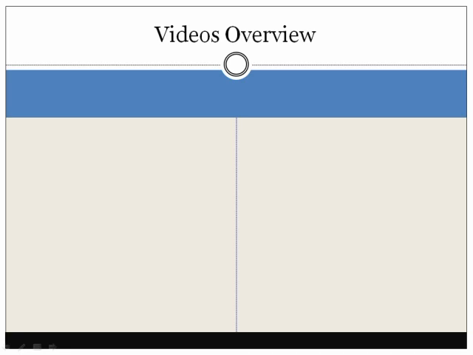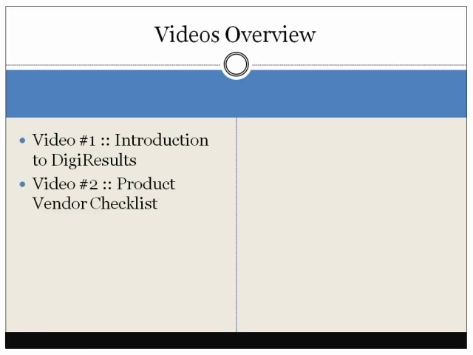So the video's overview, video 1 is this specific video. Video 2, we're going to give you the product vendor checklist. So I'm going to make sure that you have this checklist, you have everything in hand before you actually set up the Digi Results product. It's really actually very easy to set up a Digi Results product, as long as you have all the pages and everything, like the price points, the titles, the descriptions, and so forth. But I'll jump right in.